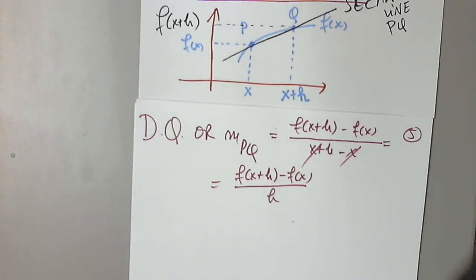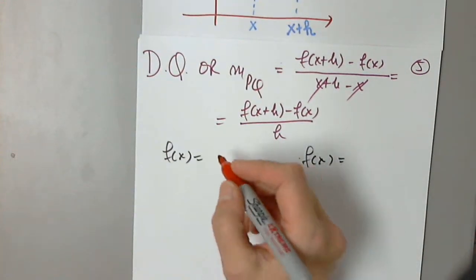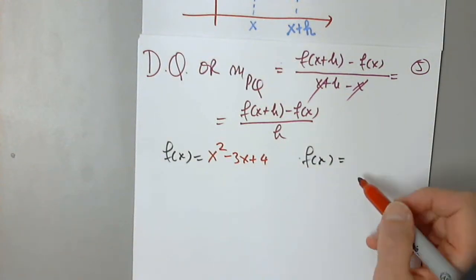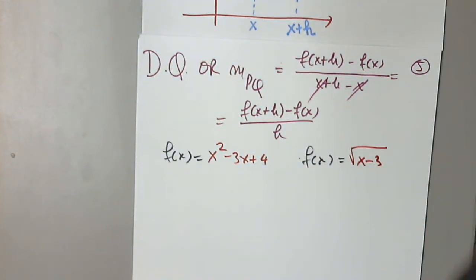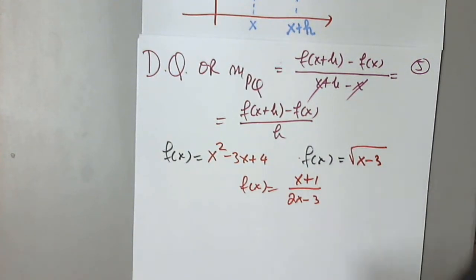So, now let's choose two functions. Let's choose a radical function and let's choose a quadratic function. We can also choose a rational function and look at the difference quotient. I'm ready when you are. Okay, x squared minus 3x plus 4. And let's say the square root of x minus 3. And the last one, let's say x plus 1 over 2x minus 3.